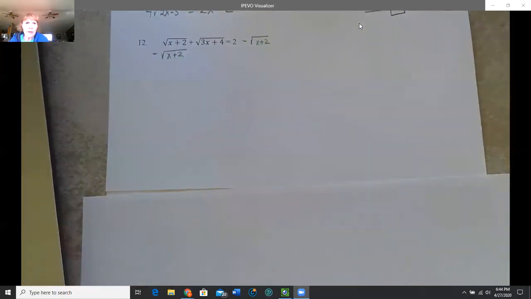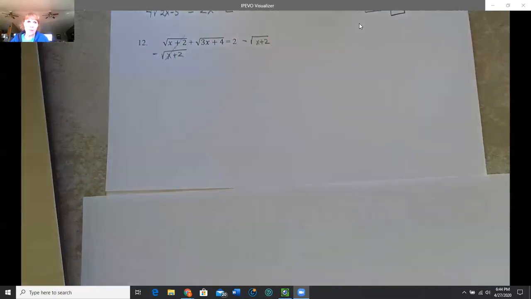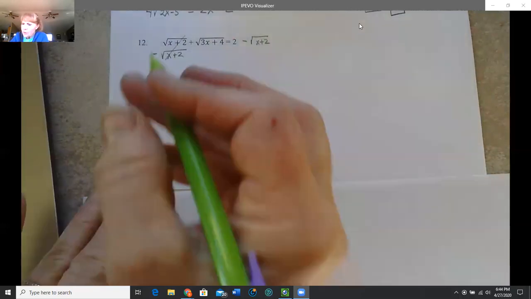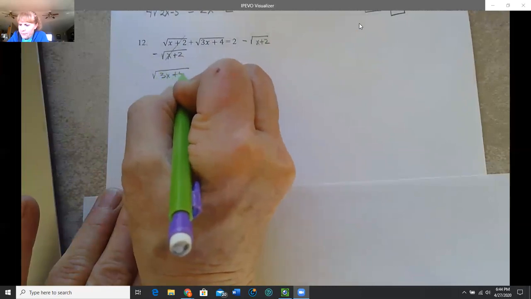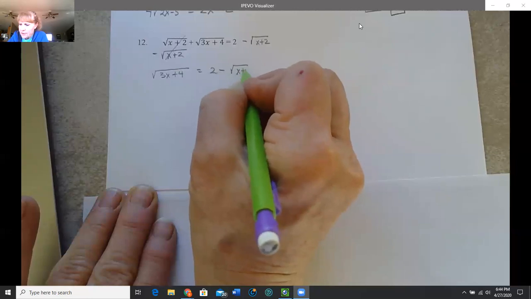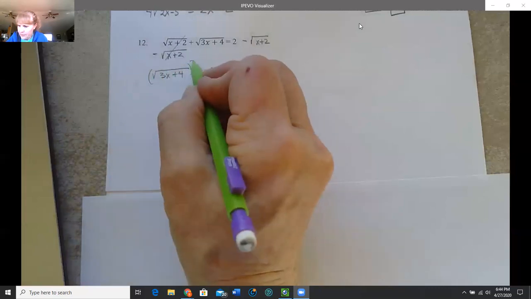So I'm going to add the opposite. If you have a positive this plus a negative, it adds up to 0. So I moved it to the other side. When you move something to the other side, it changes signs, which it did. It was positive here, it's negative over here. So now I have the square root of 3x plus 4 equaling 2 minus the square root of x plus 2. Now we're going to square both sides to get rid of that square root.